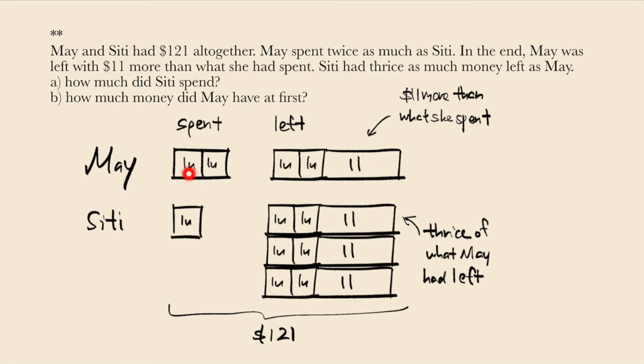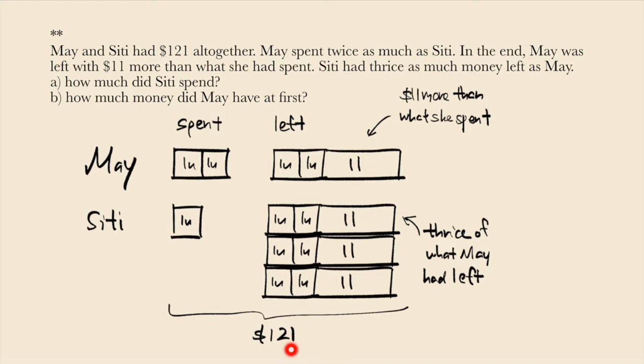So take what she spent, add another $11. That's May's remaining money. Okay, City had thrice as much money left as May. Ooh, so whatever May had left, City had triple of this. So take whatever May had left and triple it. This is May's remaining money.